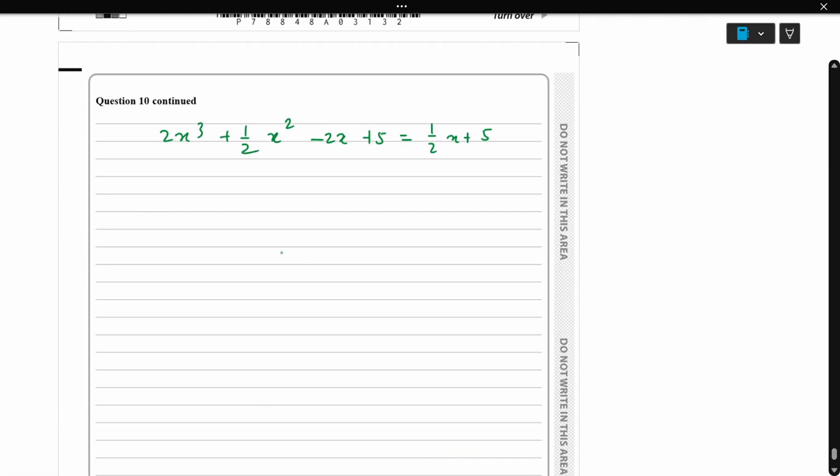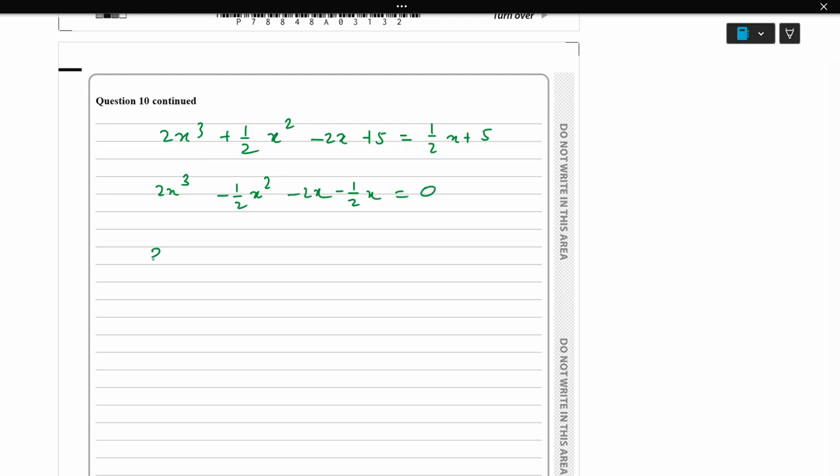When solving, 2x cube plus 1 by 2x square minus 2x, I'll bring this minus 1 by 2x, then 5 and 5. This is 5, this is 5. When we bring it here, this becomes 0. So now 2x cube plus x square by 2. When we simplify, minus 2 minus 1 by 2, which is minus 5 by 2, x equal to 0. Now make the LCM: 4x cube plus x square minus 5x over 2 equal to 0.